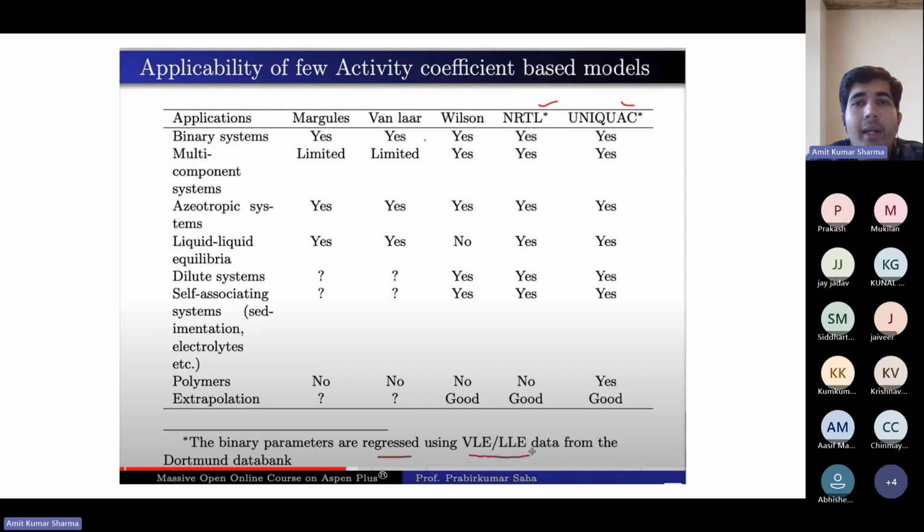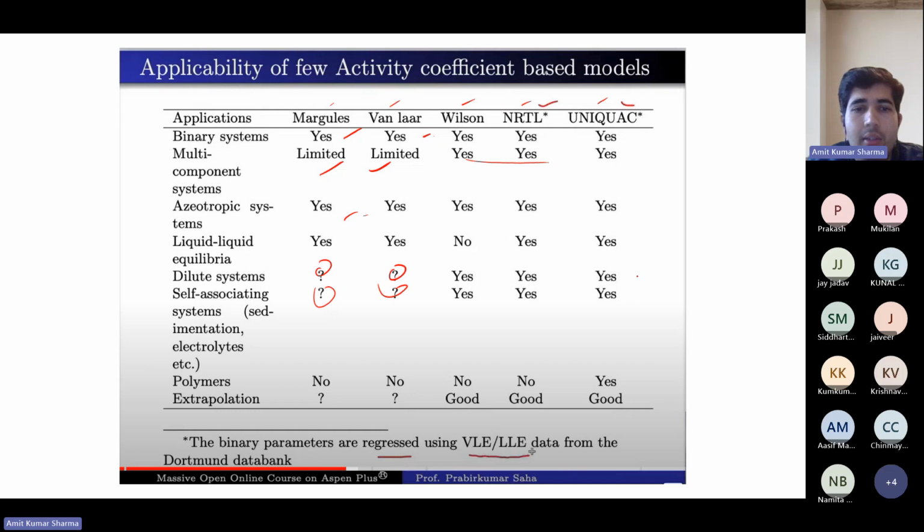So the applicability of a few activity coefficient based models. What are the applicabilities? We have these models: Margules, Van Laar, Wilson, NRTL, UNIQUAC. For the binary system, they all can be used. Okay. For multi-component, Margules and Van Laar are limited, but Wilson, NRTL, UNIQUAC, yes. Azeotropic systems, all yes. Then if you come to the dilute system, we don't know.